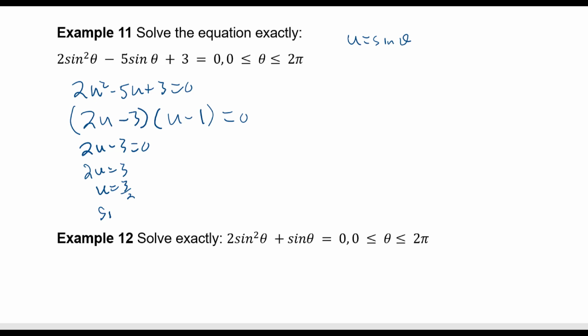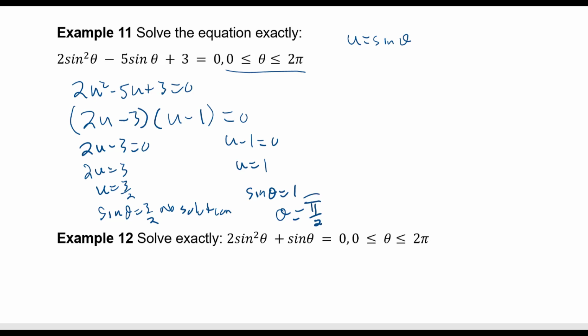So from this, we're looking where sine theta equals 3 halves, and, well, sine can't produce something bigger than 1, so there's no solution there. Then we have u minus 1 equals 0, so u equals 1, so where sine theta equals 1, and from 0 to 2 pi, theta would just be pi over 2. That one was not so bad. Let's try this next one.